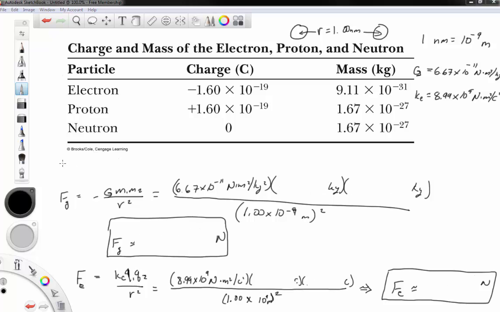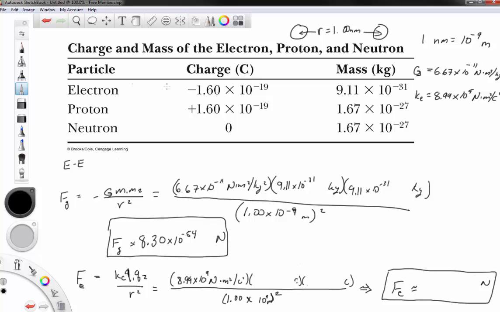Alright, so last but not least, let's look at the electron and electron. So for gravity, we have to use the mass of the electrons, 9.11 times 10 to the minus 31 kilograms, 9.11 times 10 to the minus 31 kilograms. So what that's going to give us is about 8.30 times 10 to the minus 54 newtons.